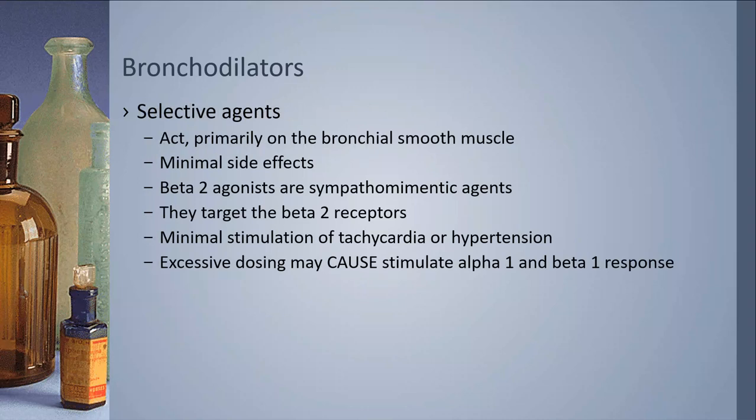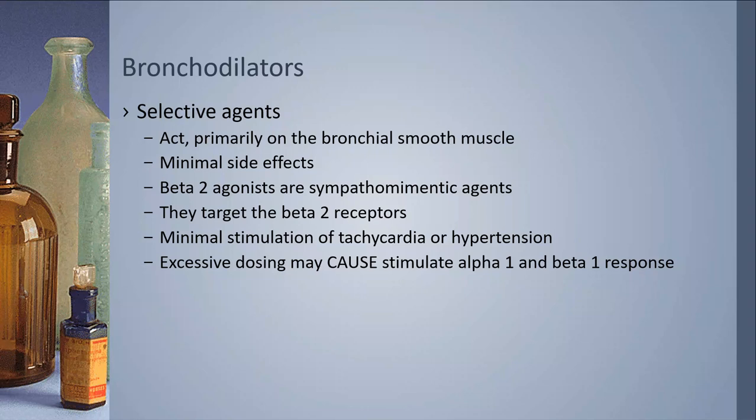Bronchodilators can be divided into selective and non-selective agents. Selective agents primarily act on the bronchial smooth muscle, so they are targeted into the bronchi themselves to help them open up and thus cause air to begin to flow. The nice thing about selective agents is that they don't have a huge amount of side effects as we would see with non-selective agents. The side effects that we're looking at here are tachycardia, hypertension, and causing our patient to become anxious because the sympathetic nervous system has been kicked into drive.